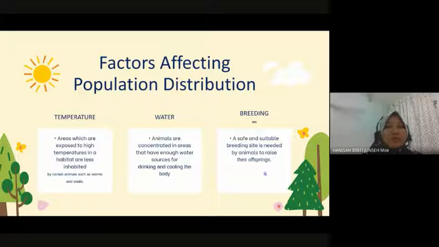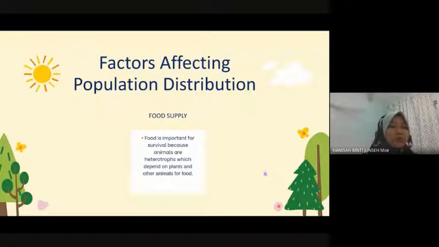So the fourth one is food supply. When animals are looking for a water resource, they are also looking for an area to live that has a food supply, of course. Why? Because food is important to survive. What I want to say is that the place must have available plants for herbivores to eat and also other animals.